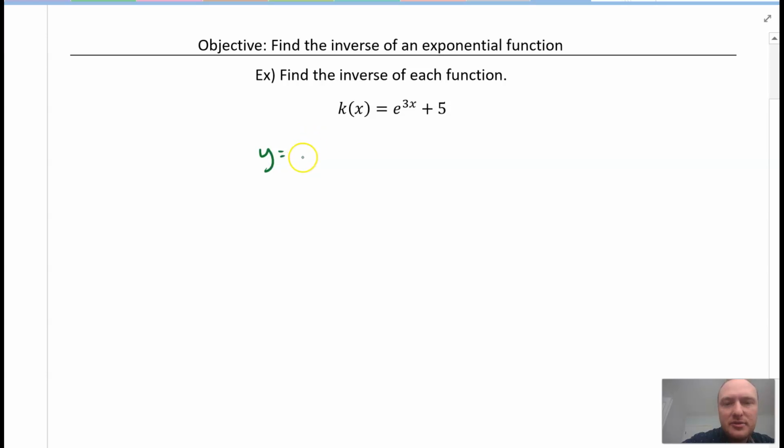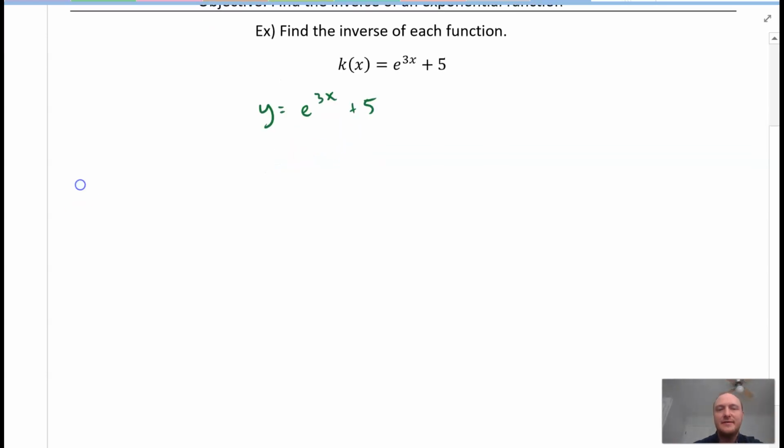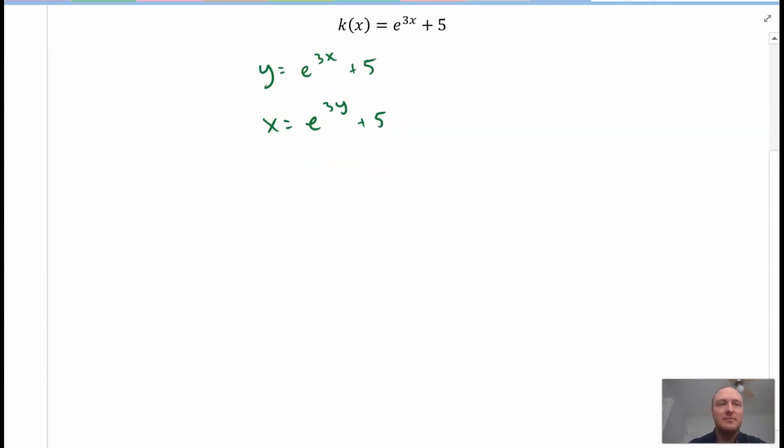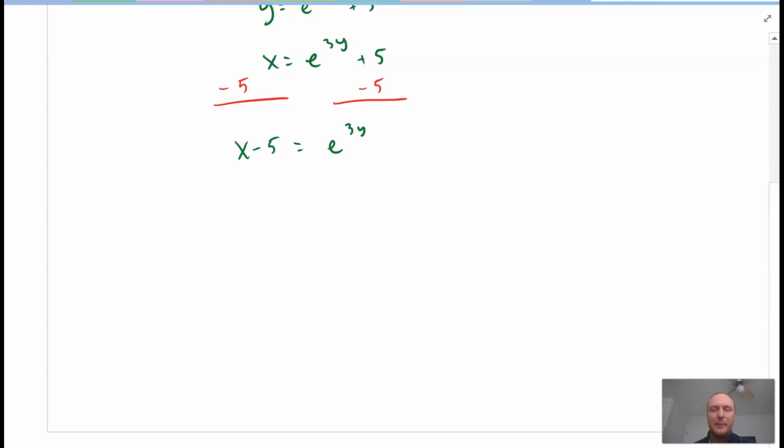So y is equal to e to the power of 3x plus 5. Switch x and y. Okay, and I want to isolate my power expression. So subtract 5. x minus 5 is equal to e to the power of 3y. Okay, now my power expression is isolated, right? That is this. This is the power expression, a base with a power.